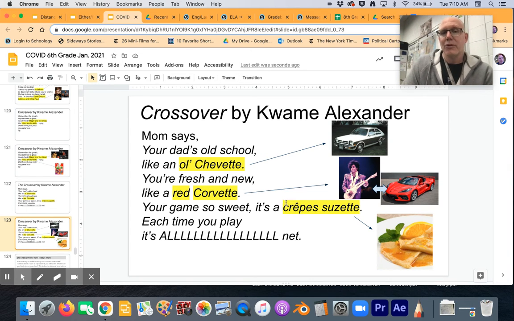Last one. Your game's so sweet, it's a crepe Suzette. I have never eaten crepe Suzette, but I have had crepes. So I can kind of guess what it is, and they're really kind of hard to make because you need to be gentle, but they're amazing, especially with Nutella.